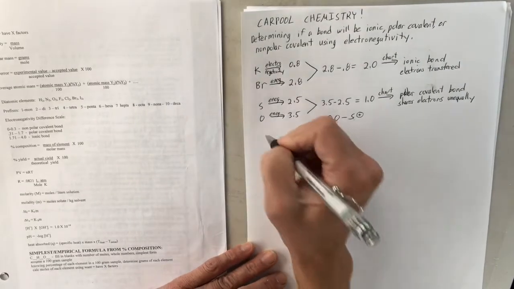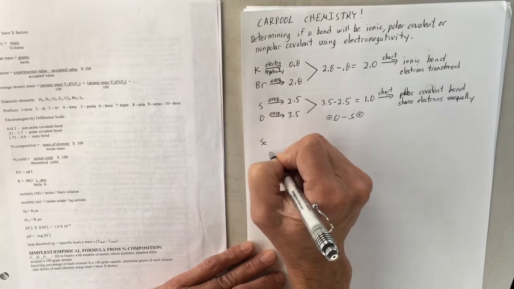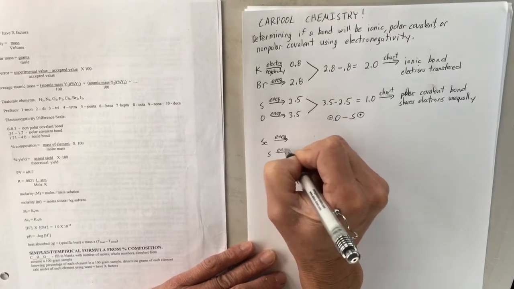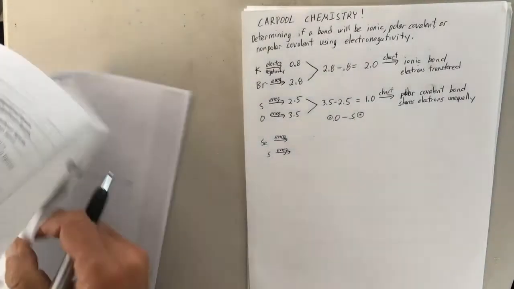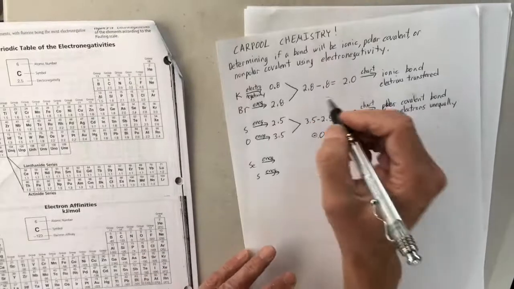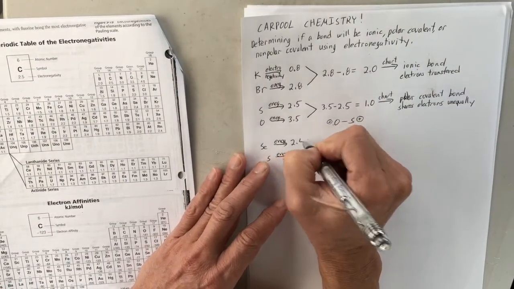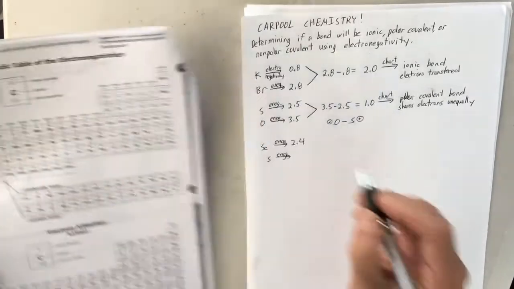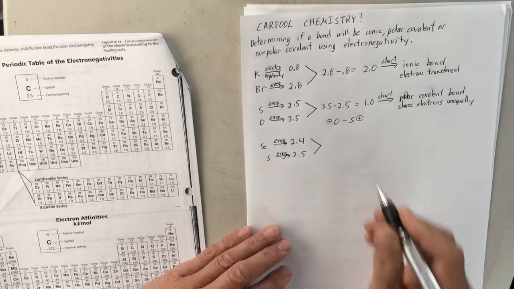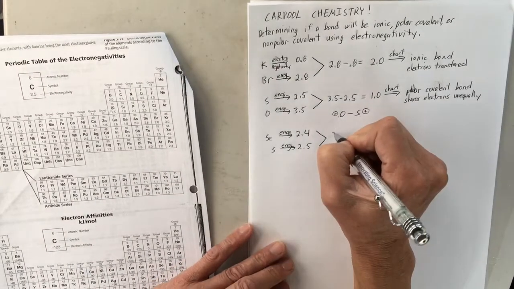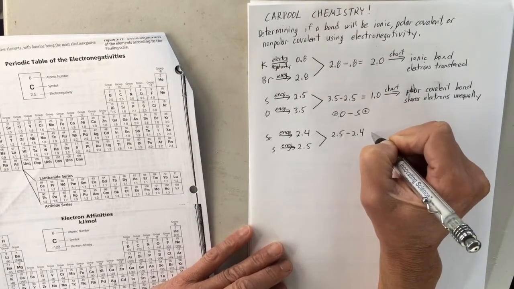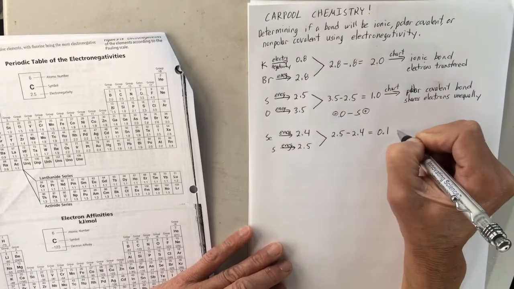Let's take a look at one more example. Selenium and sulfur. The electronegativity of selenium is, from our chart once again, selenium we have 2.4, and sulfur we have 2.5. Very close to each other. They're attracting electrons with similar strength. Let's find the difference. Once again, the larger number first. 2.5 minus 2.4 is equal to 0.1.